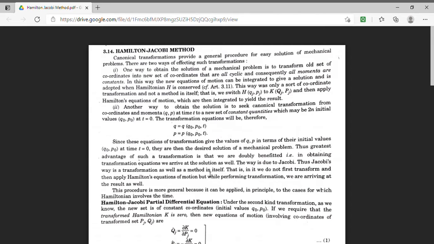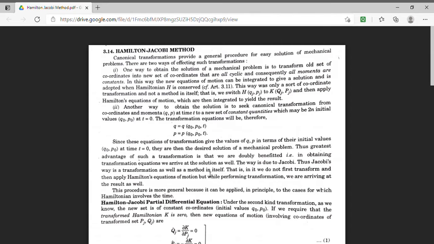Students, today we will discuss the Hamilton-Jacobi method. Before discussing the Jacobi method, I am going to give you a brief review of canonical transformation. Students, we have learnt about canonical transformation in our previous lectures.